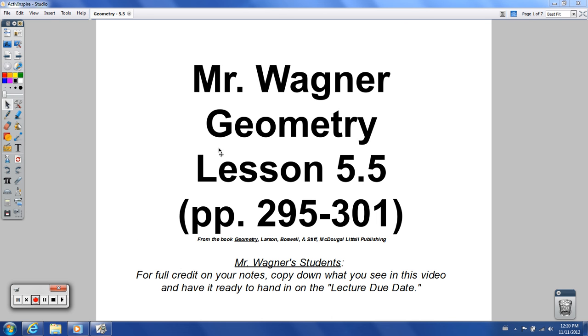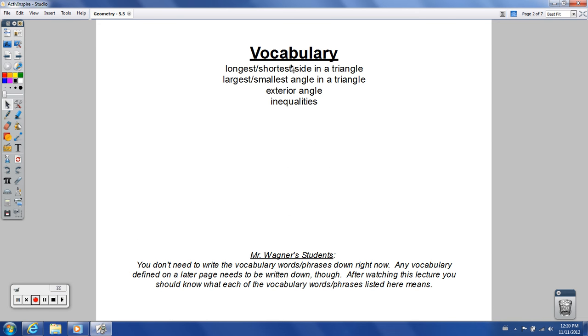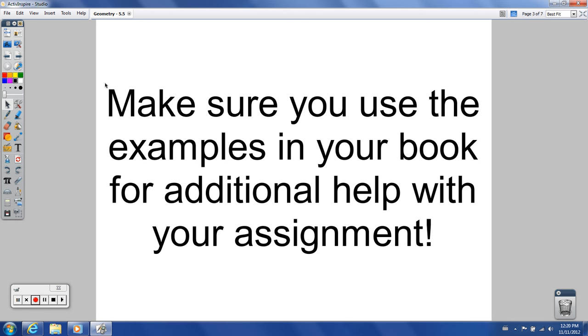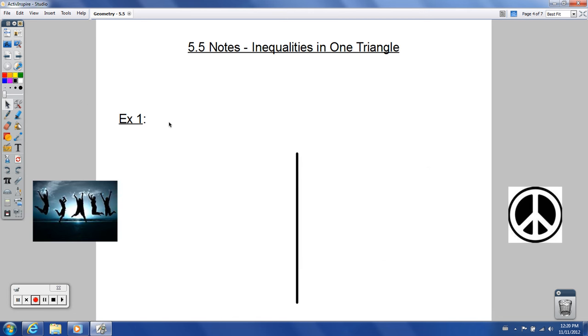Hello and welcome to a lesson for 5.5 for geometry. Here's some new vocabulary, or some things you should know from before, hopefully, that will just come up again in this lesson. Make sure you're using those extra examples in your book for some help with your classwork problems and homework problems. So let's get started with 5.5. We're talking about inequalities in one triangle with this lesson.